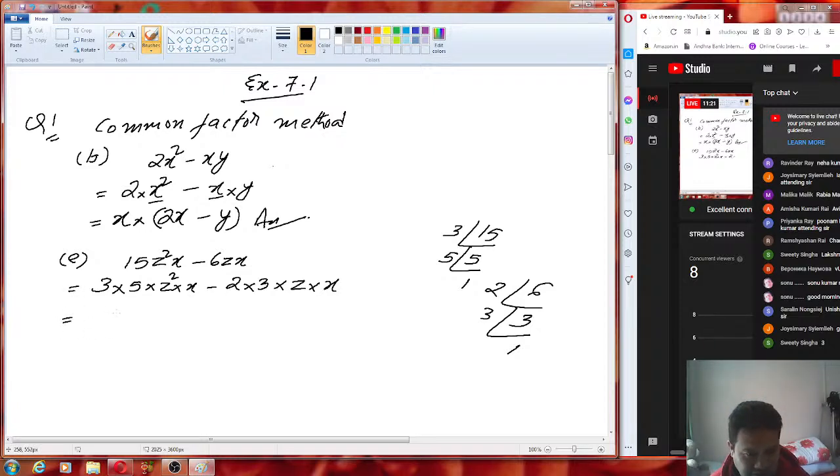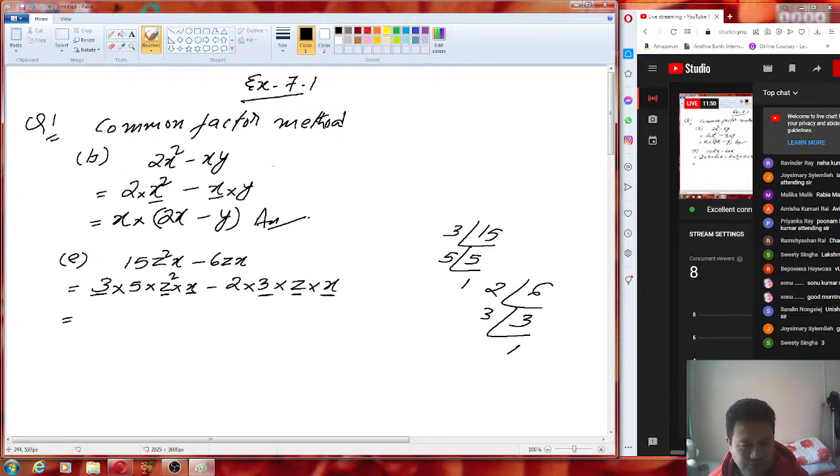So the next part is to identify the common factor. So let me just underline the common factor here. The first one here we get is 3, okay, as one factor. Then the next one is z, and finally we got one more, that is x as a common factor.